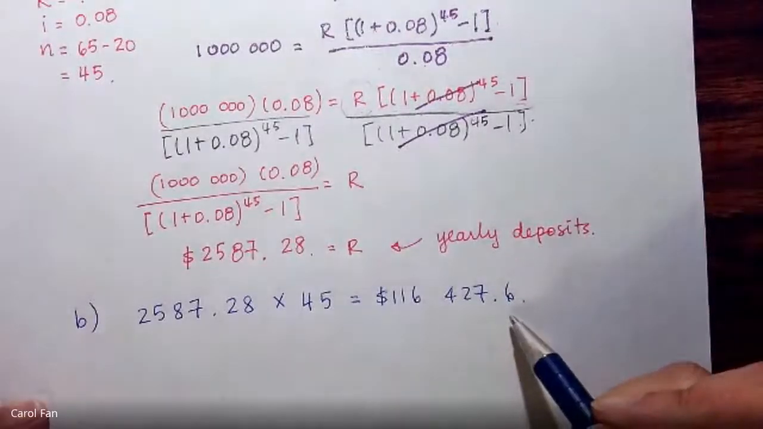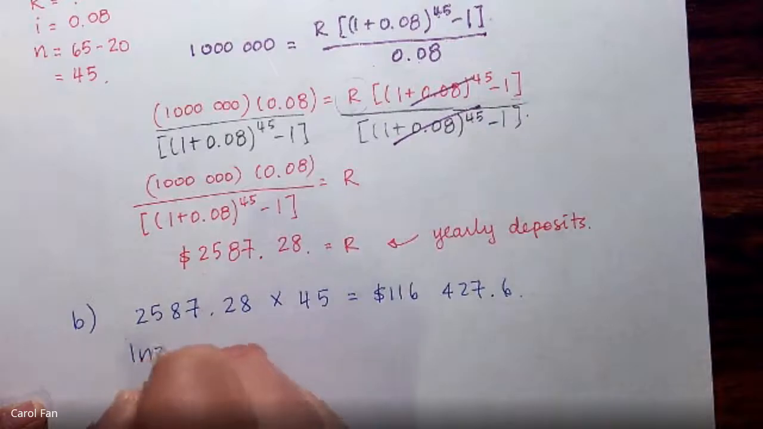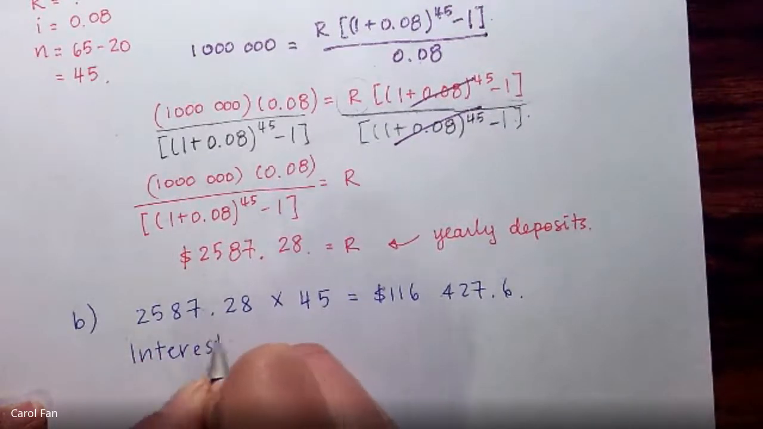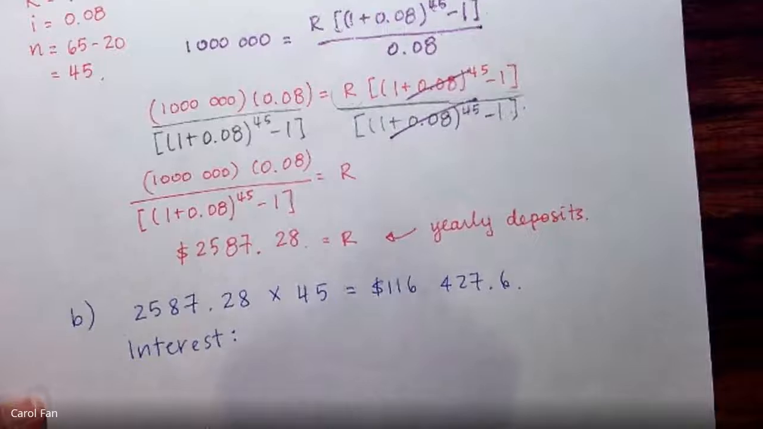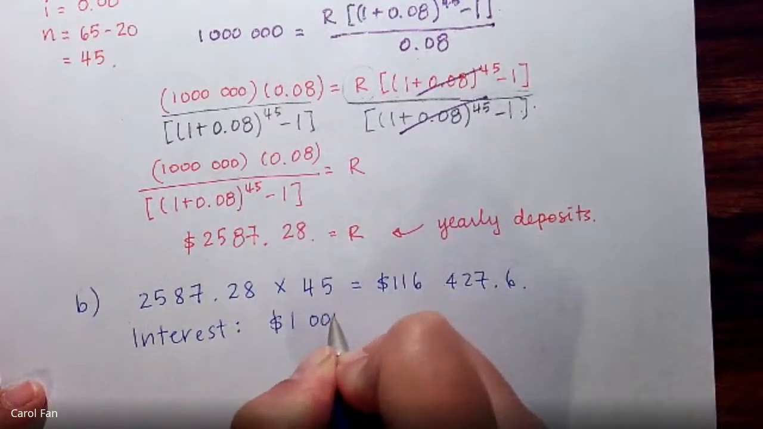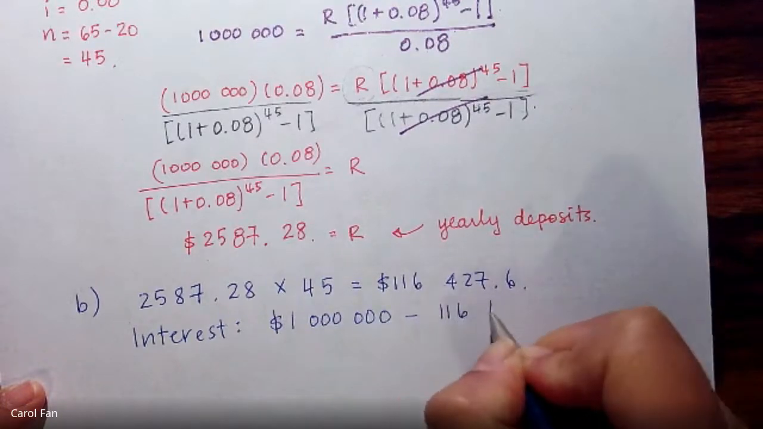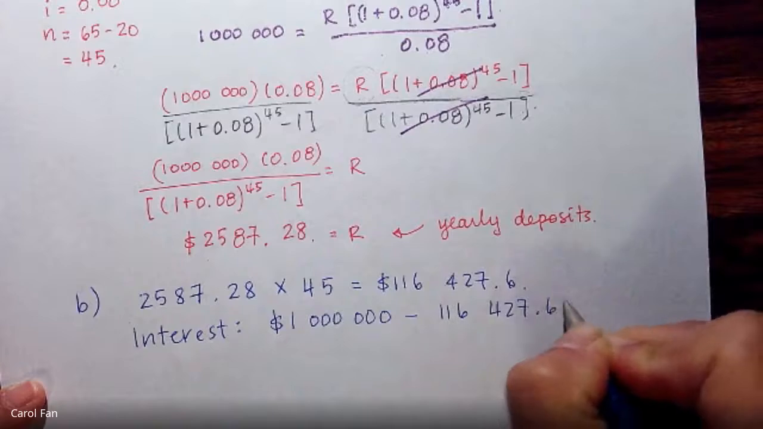That's a good sum, but it's not close to what $1 million is. That means that this annuity has gotten a lot of interest. So we have 1 million minus 116,427.60.